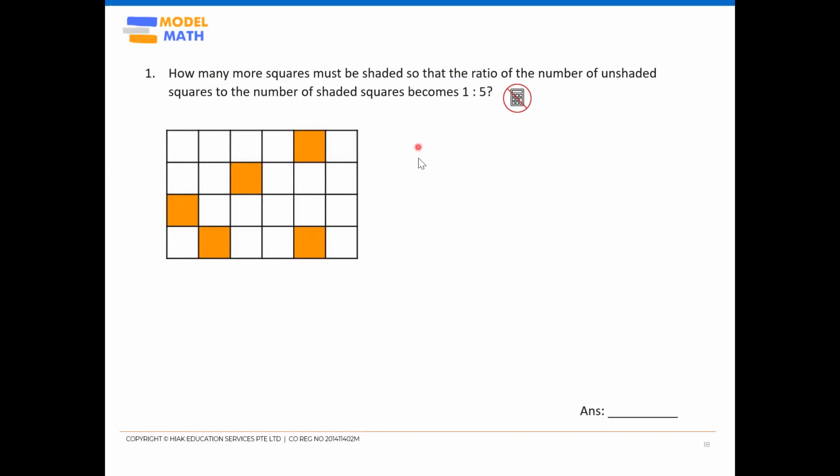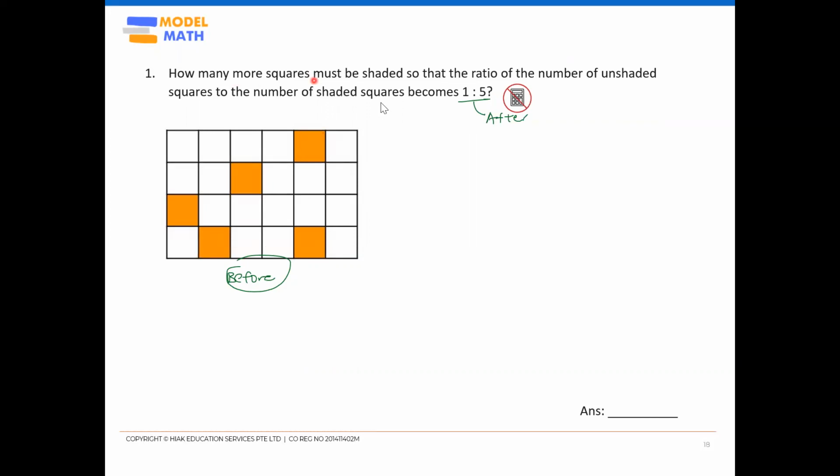Very common. For such a question, when we record down the data, we can use a before-change-after method. Why? Because this diagram clearly shows you the before. Whatever is here is at first. This is your before, and you can create a ratio because I can count the shaded and the non-shaded. And this 1:5 will be your after. You want the ratio after that to become 1 to 5.